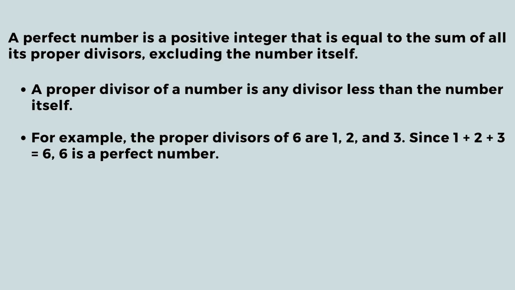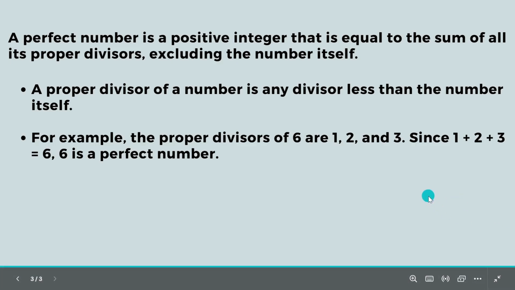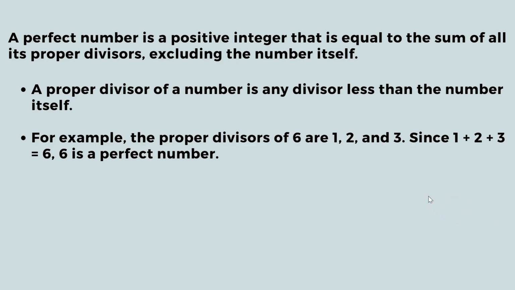Another example I can give is 28. 28 has proper divisors 1, 2, 4, 7, 14, and if you sum them up, it will be equal to 28. So 28 is also a perfect number. Okay, so let's dive into the code. Let's see how we can generate a perfect number series using Java Stream API.